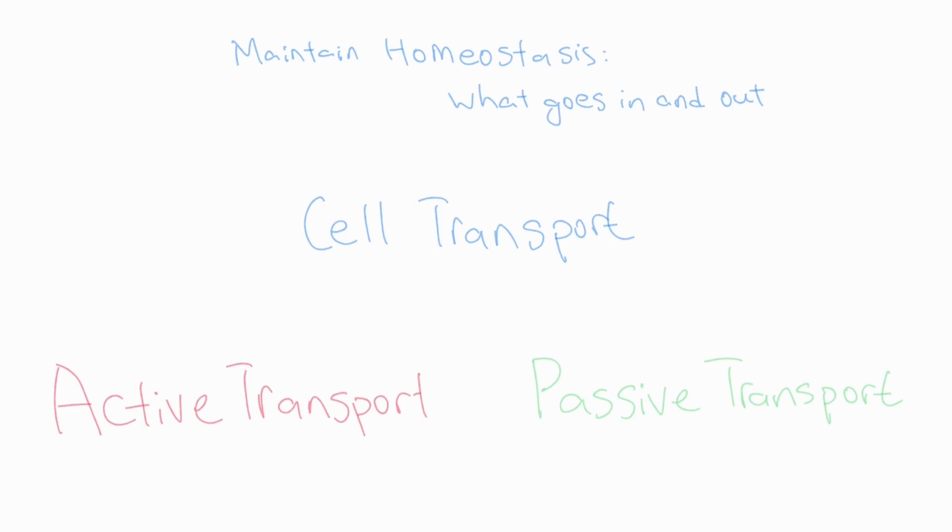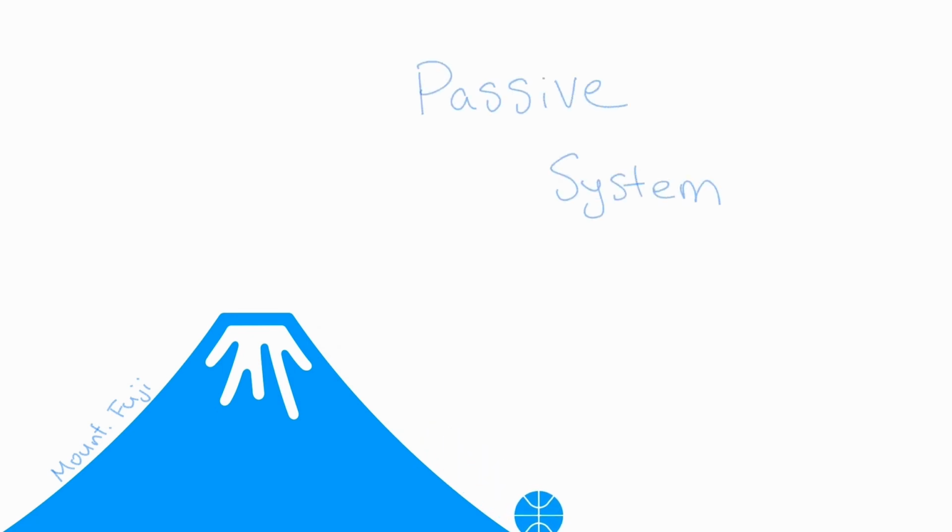Before identifying what active and passive transport is, I want to give everyone a basic understanding of what passive and active means. As you can see, the basketball on top of Mountain Fuji is going down the mountain, which is a passive system since it's going from a high position, which is the top of the mountain, to a low position, which is the ground. During this process, there is no additional use of energy, which makes the system passive.